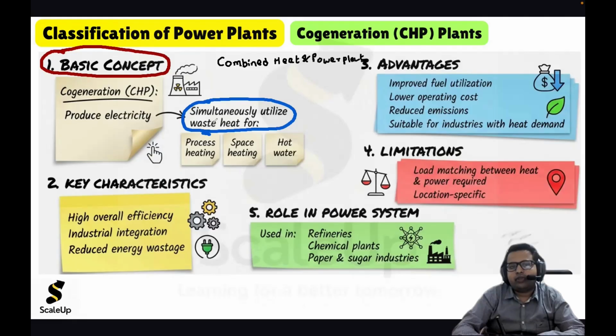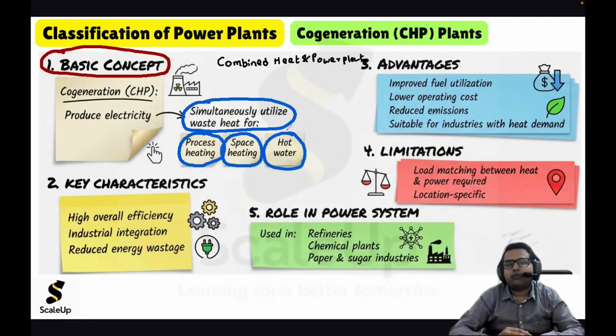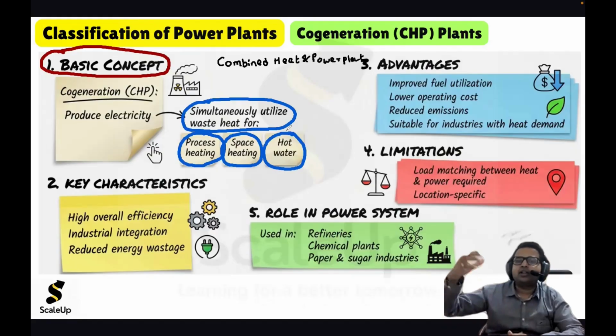So we utilize the waste heat for process heating, space heating, and for heating water. This is a very powerful concept wherein the waste heat, instead of just letting it go, we are utilizing it for process heating, space heating, and heating water. If we utilize that waste heat for heating water, that hot water will generate steam, which will further generate electricity without burning additional fuel. So without burning additional fuel, we are able to generate electricity by utilizing the waste heat.